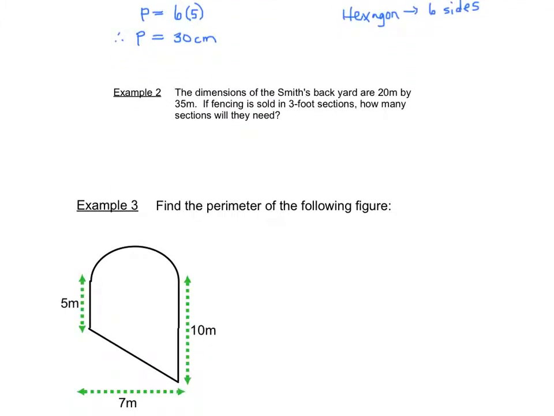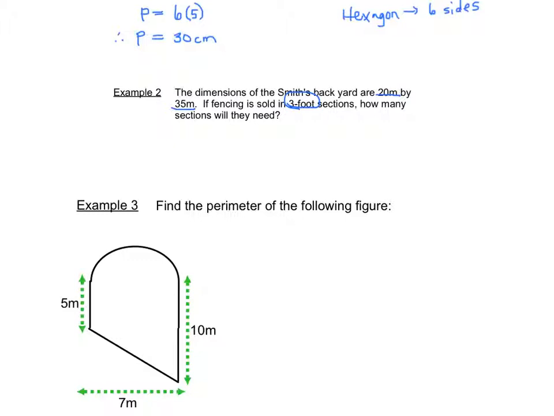All right, let's look at our next example. It says the dimensions of the Smith's backyard are 20 meters by 35 meters. If fencing is sold in 3-foot sections, how many sections will they need? I have not given you quite enough room to write here for this particular question, so you might have to write kind of small, as will I. One thing you'll notice is that the dimensions of this yard are given in meters, whereas the fencing is sold in 3-foot sections. So we've got some conversions we need to do here.